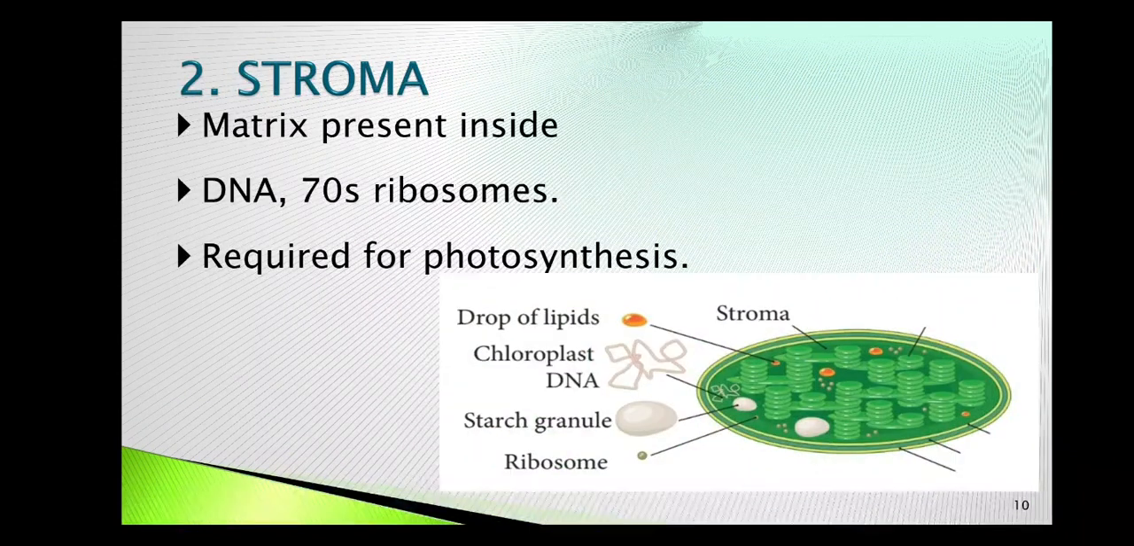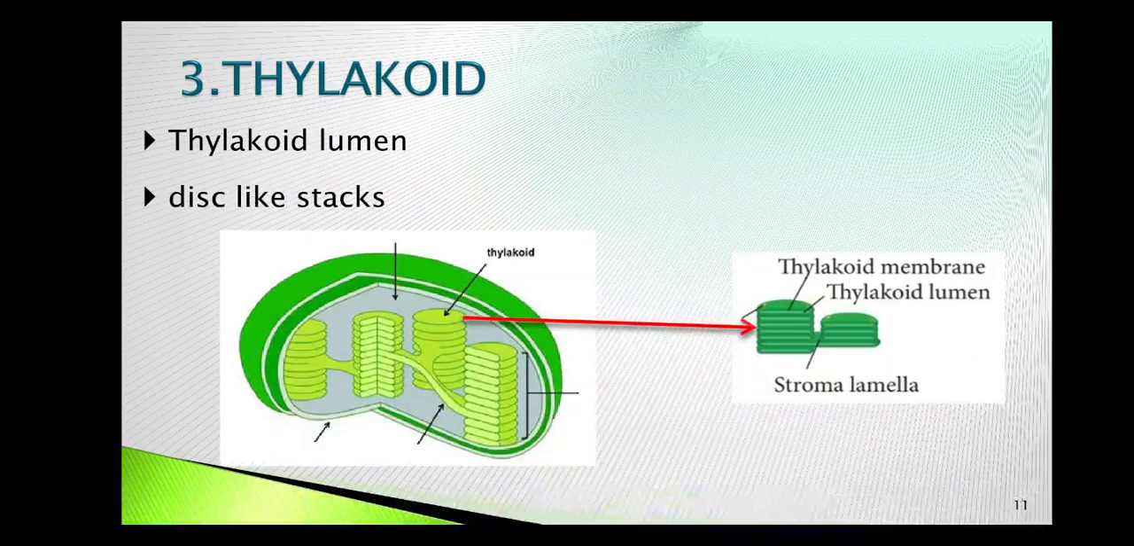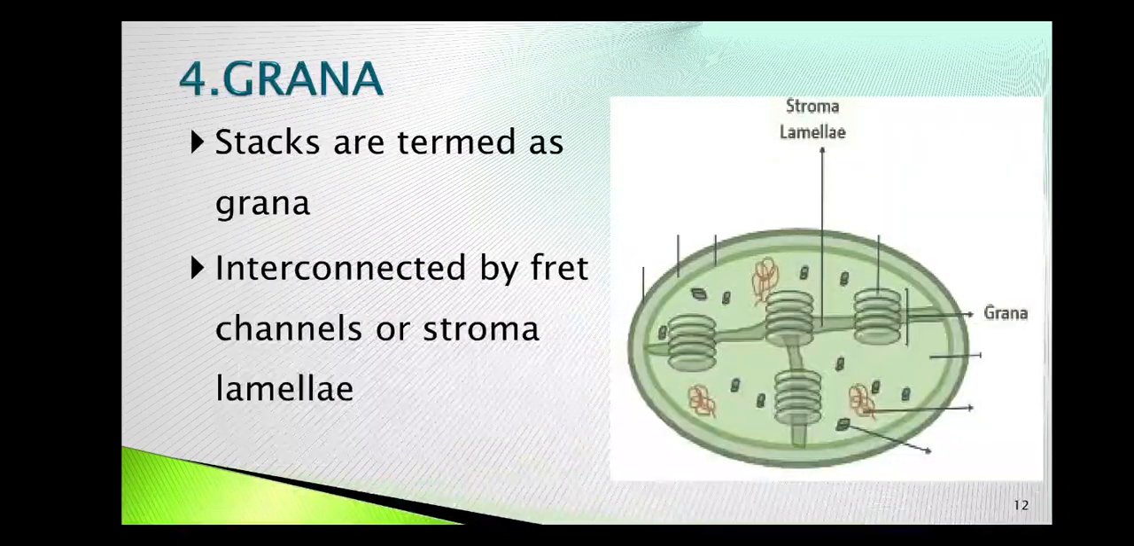Inside the inner membrane is the matrix of enzymes and water known as stroma. Within the stroma, circular DNA, starch granules, lipid globules, and ribosomes are present. Inside the stroma, there are membranes folded into discs called thylakoids. These thylakoids are arranged in stacks called grana. Two adjacent grana are joined to one another by lamella called stromal or Fret channels.